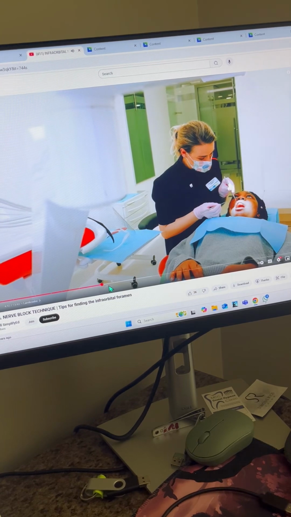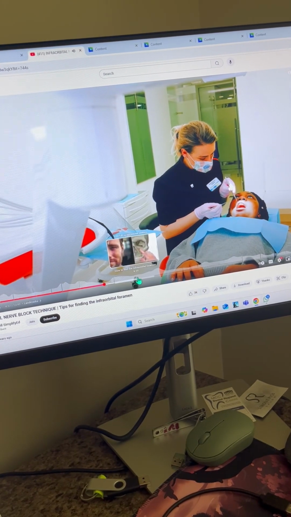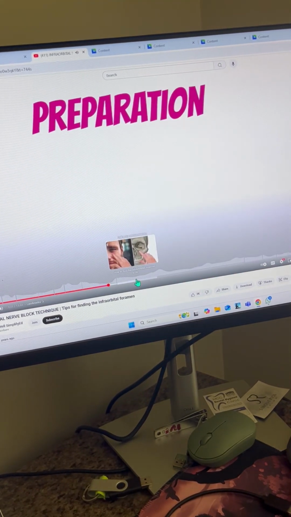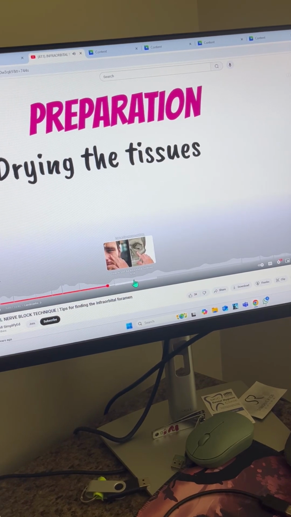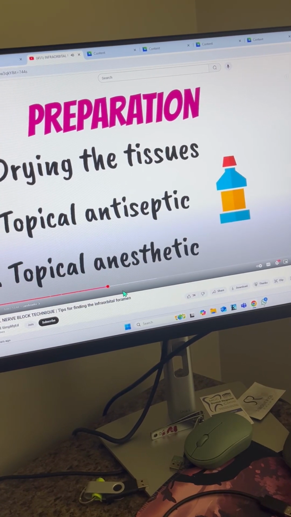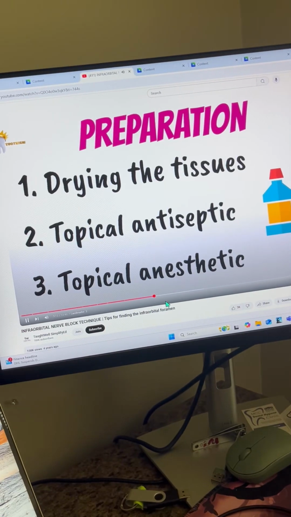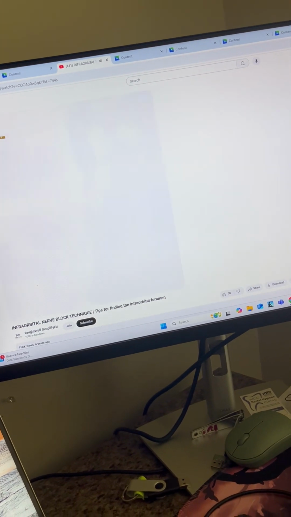Patient should be seated in a supine position with the neck extended slightly. Next, we should prepare the tissues at the needle insertion site. So the tissues are dried with a sterile gauze, and a topical antiseptic and a topical anesthetic is applied. The topical anesthetic should be kept for a minimum of 1 minute. Now we locate the infraorbital foramen.